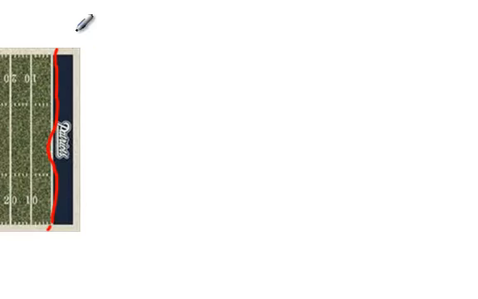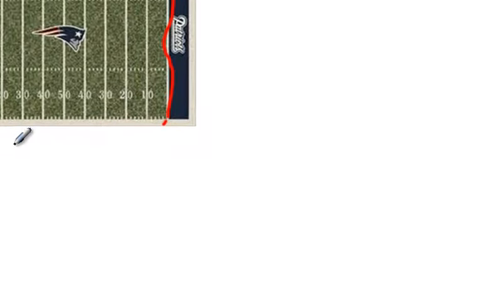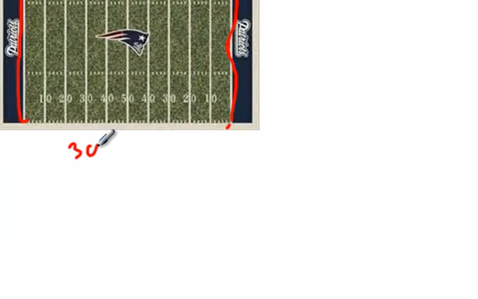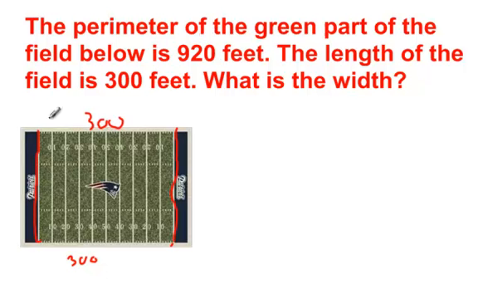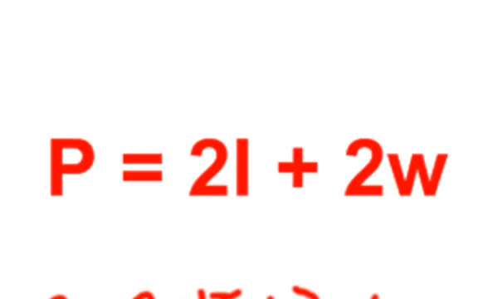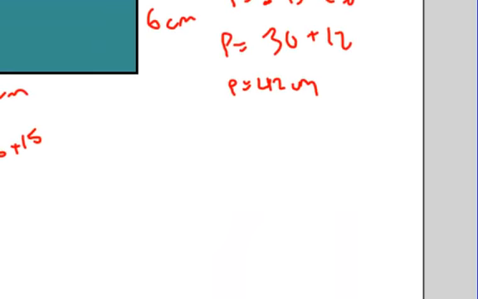A football field is 300 feet on one side, so the length of it is 300. And you can tell just by looking at it, it's going to be a rectangle. So both of these are 300. And we know that the perimeter of the whole thing is 920, but what we don't know is the width. We don't know what this value is right here. So we can go back to that first slide here. P equals 2 times the length plus 2 times the width. That's a rectangle. So why don't we use that formula?